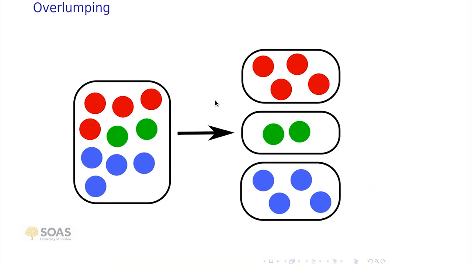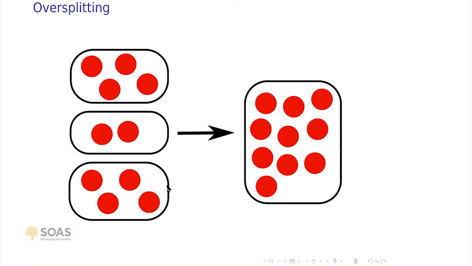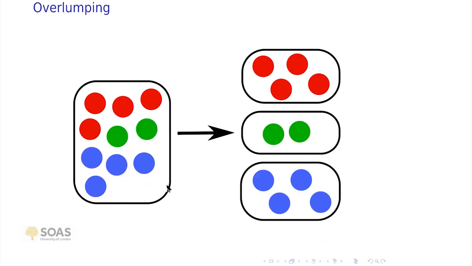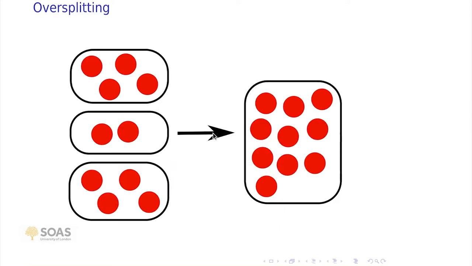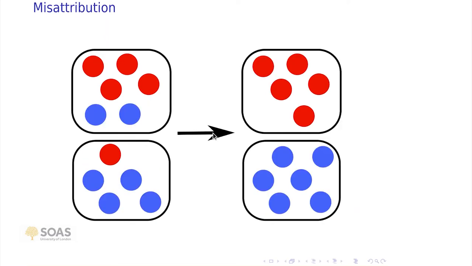Overlumping is when the ground truth has, say, three cognate sets, but the algorithm tells you that they all belong to one cognate set. Then there is oversplitting, and misattribution. For overlumping, you need to split one cognate set into several. For oversplitting, you need to merge several cognate sets together. And for misattribution, you need to move things between cognate sets.